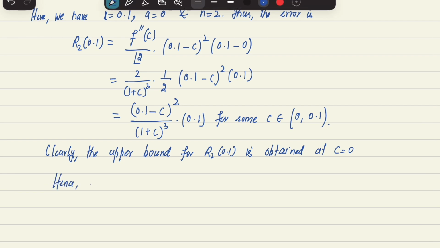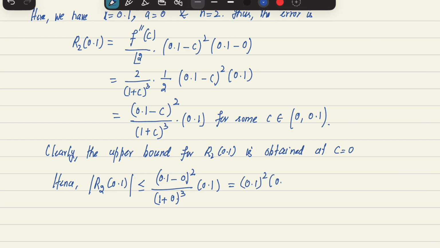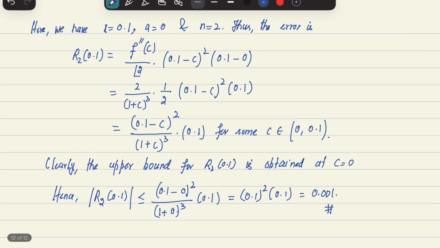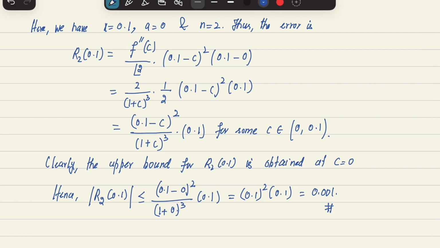Hence the error R2 of 0.1, we can take the modulus here, is less than or equal to 0.1 minus 0 whole squared divided by 1 plus 0 whole cube into 0.1. So this is equal to 0.1 whole squared into 0.1, which is actually 0.1 whole cube, and this is 0.001. So this is the error given by the Cauchy's form of remainder in evaluating log of 1.1 using the Taylor's expansion.